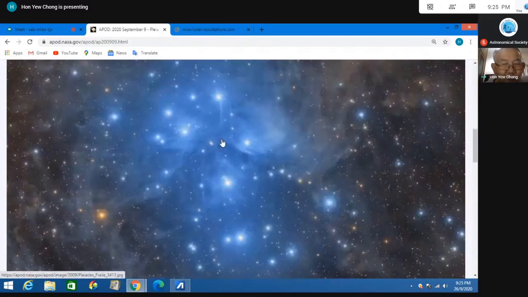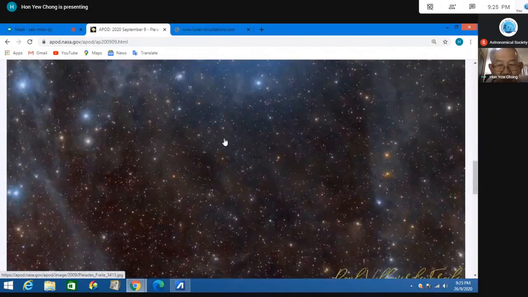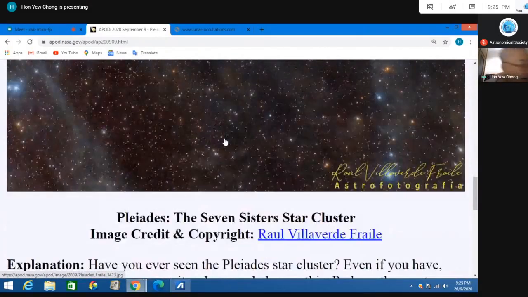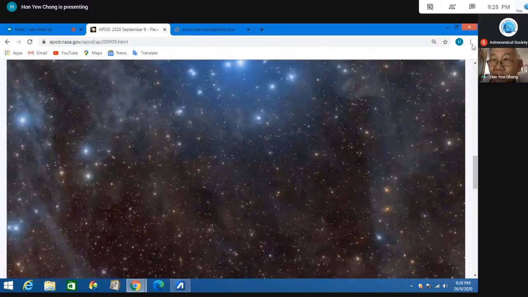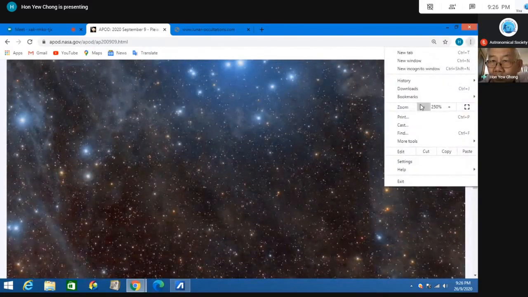There you are, Pleiades, beautiful Pleiades, by Senor Raúl Villaverde Fraile. Mr. Raúl, of course, is a Spanish astrophotographer, but this is quite a big picture. I will make it smaller so you can see the whole picture.